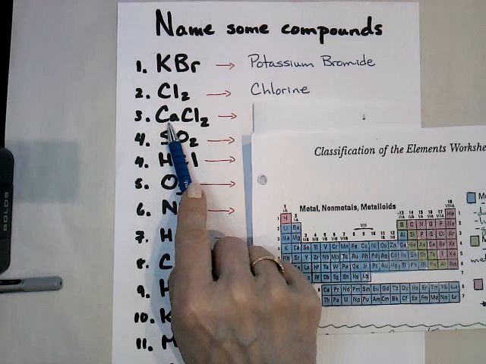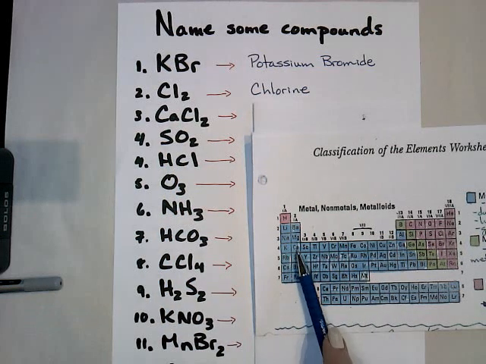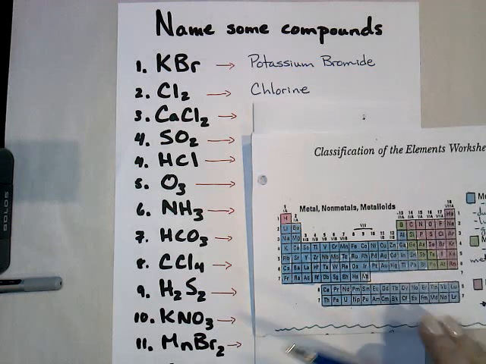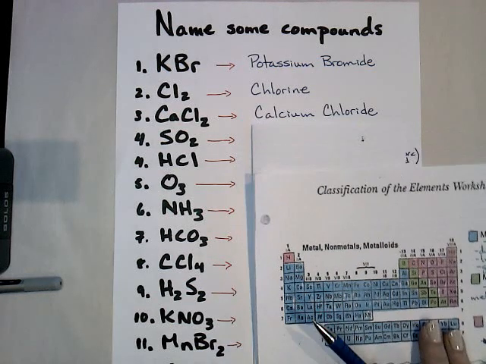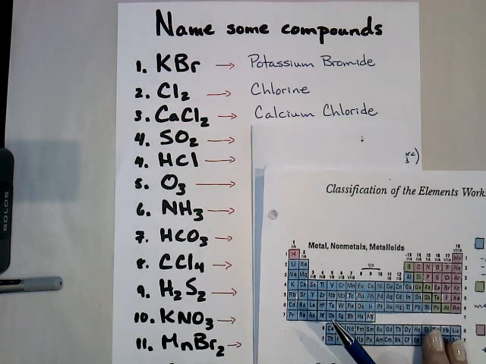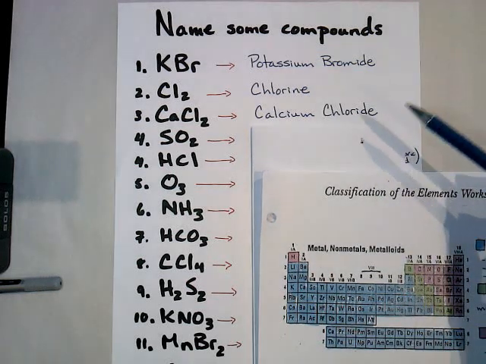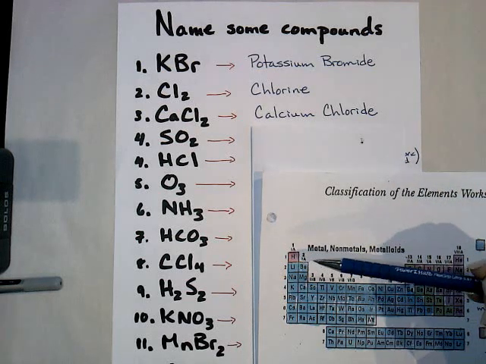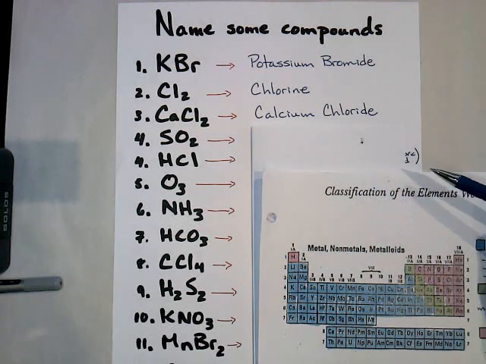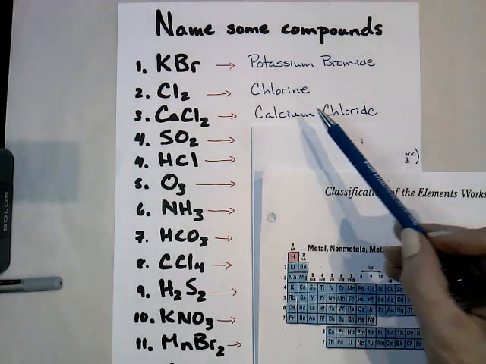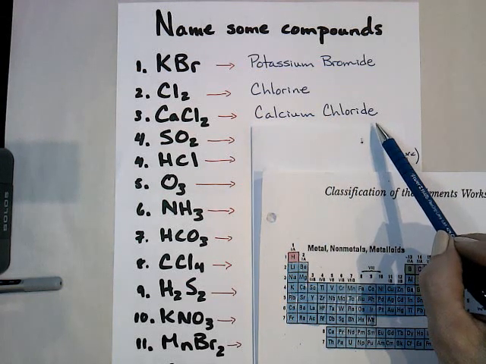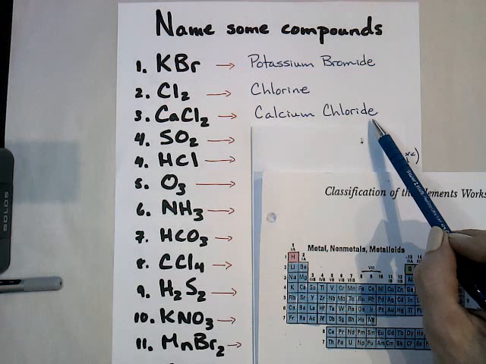CaCl2: calcium is the metal, chlorine is the nonmetal, so it makes sense that this is calcium chloride. Now, one thing I do want to say is sometimes a question might say, if you combine chlorine and calcium, what would be the name of that compound? In that case, you would have to know the calcium goes first and the chlorine goes second, and I'm going to change the ending to "ide."